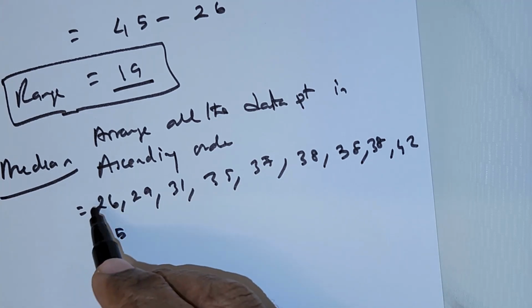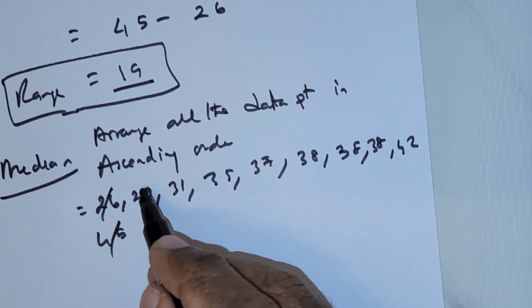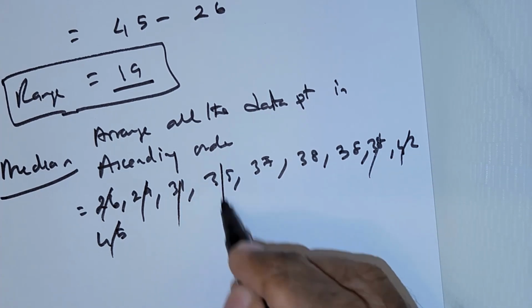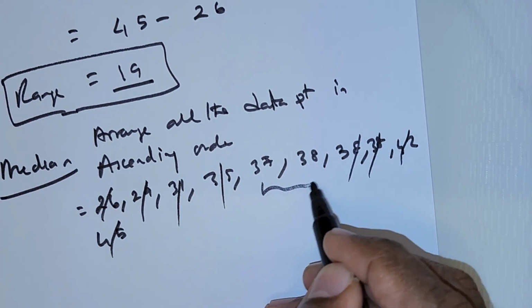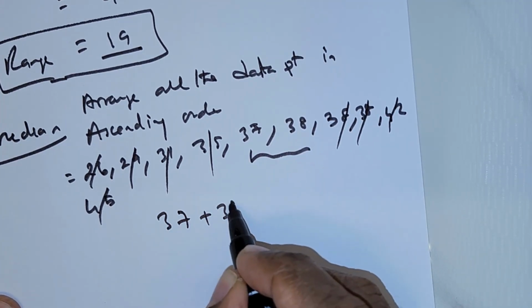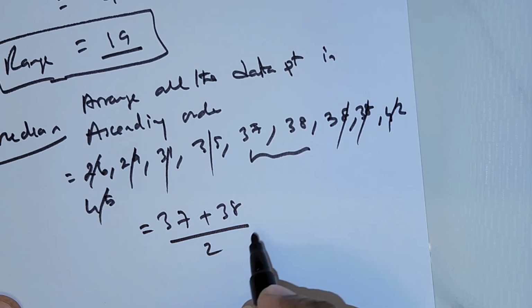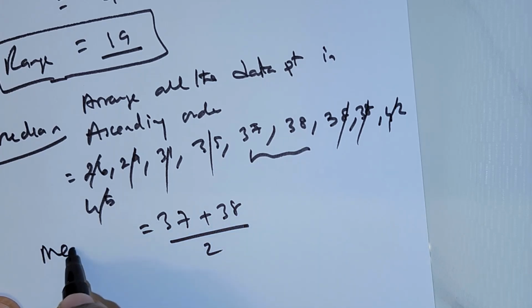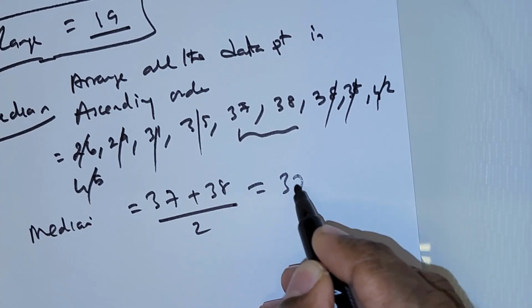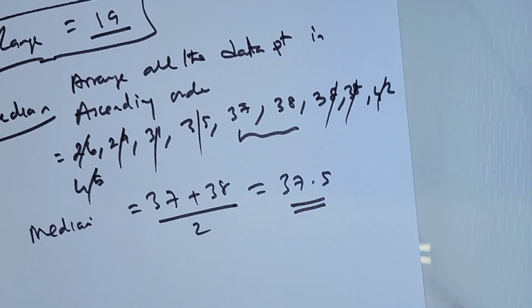So what we would do is we will strike the first versus the last, the second versus second last, third versus third last, fourth versus fourth last, and what we are left with is 37 with 38. We need to add them up and divide by 2. So this is going to be our median, and if we were to do that, the answer would be 37.5.